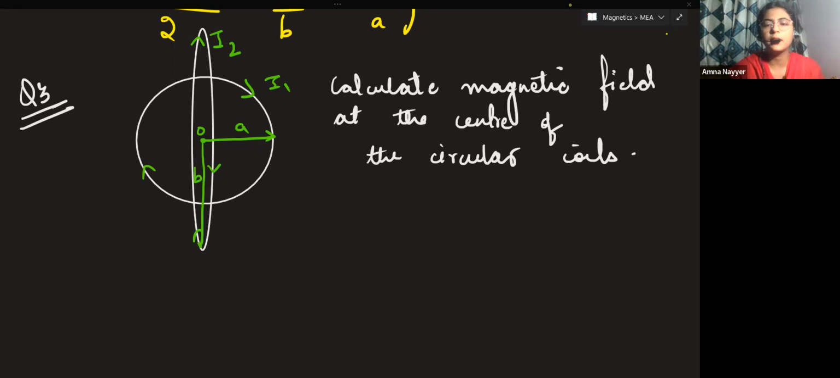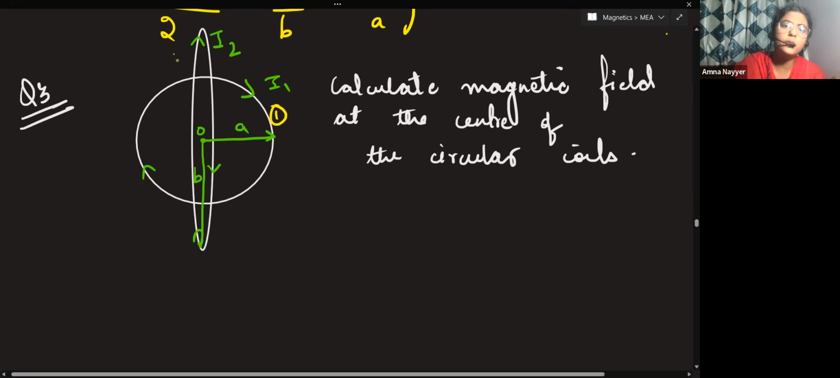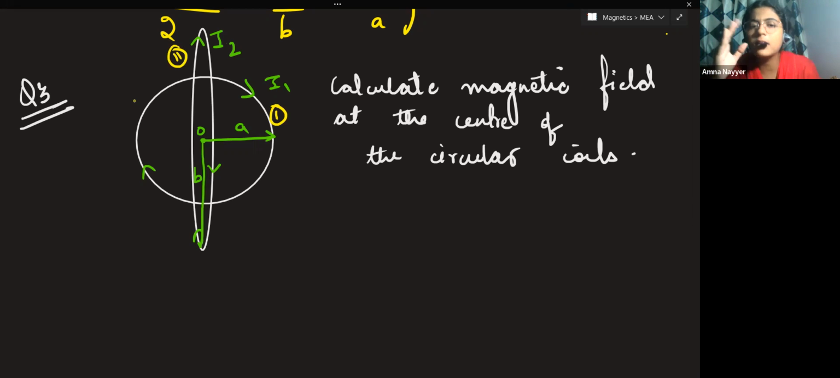Let's discuss it now. See, you had to calculate magnetic field at the center of the circular coil. So two coils are given. Again, let's name this as the first coil and this as the second coil. Now see, when we talk about the second coil, this is not a thin circle given. It is a complete circle which is kept like this.